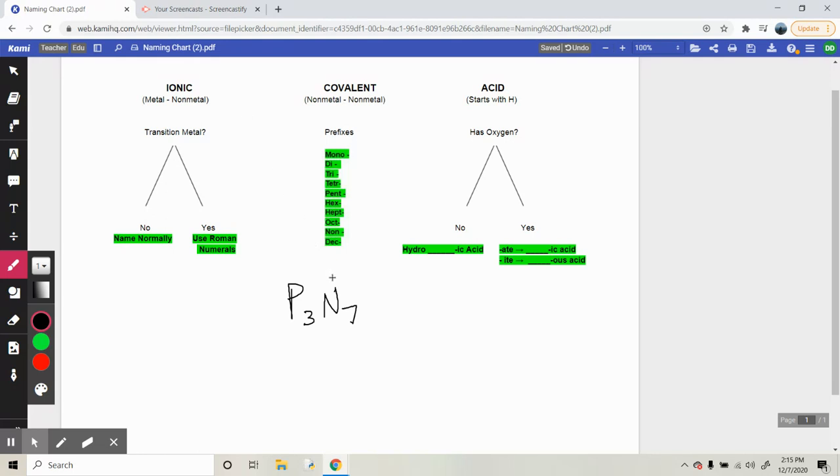I look at phosphorus, I see it's on the right side of our stair step. I look at nitrogen, I see it's on the right side of our stair step. So it's got to be a nonmetal-nonmetal bond. No charge is needed. We just let it know how much there is just by the prefixes. Since there are 3 phosphoruses, it'll just be triphosphorus.